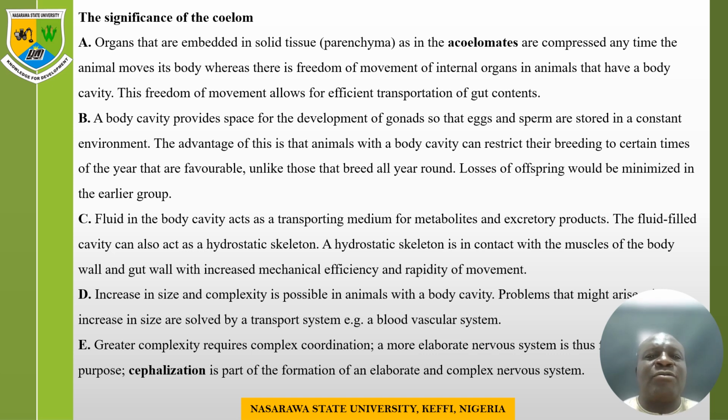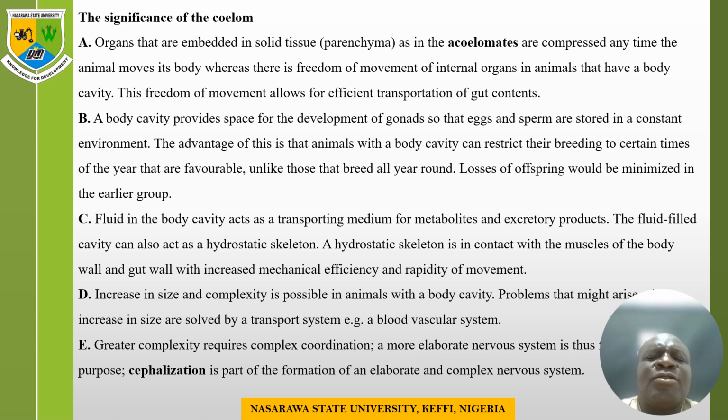The coelom, or this cavity, also provides a space for development of gonads, that is the sex cells, so that the eggs and sperms are stored in a constant environment. The advantage of this is that animals with a body cavity can restrict their breeding to certain times of the year that are favorable, unlike those that breed all year round, thereby losing their offspring.